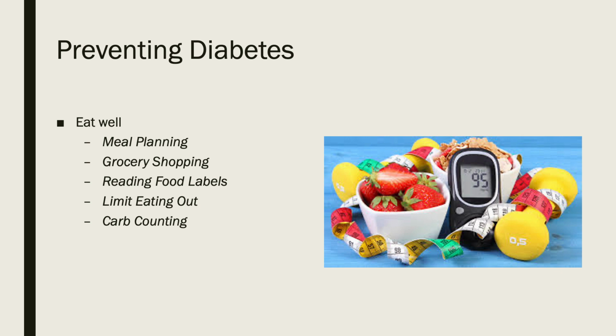What ways do you prevent diabetes? Eat well. You can do that by meal planning, grocery shopping, reading the food labels. Try not to eat out, and carb counting. Carb counting is an excellent way. I try to tell patients to keep their carbs under 100 to help bring down their A1C. It's good to work out, eat fruits, eat vegetables. Try not to eat out, and if you do eat out, pay attention to what you're eating.